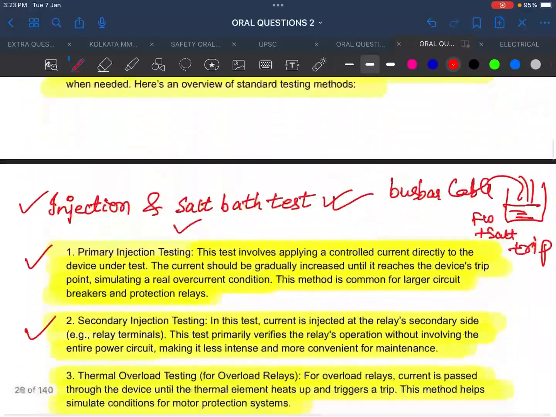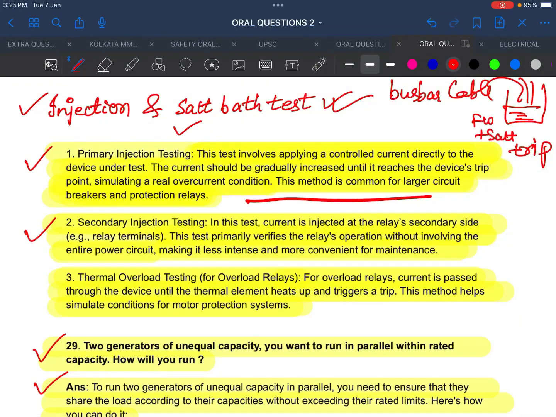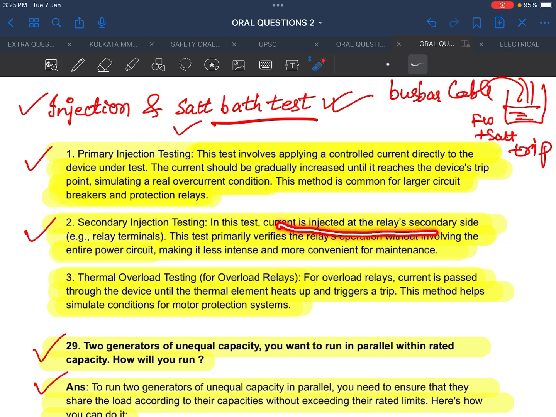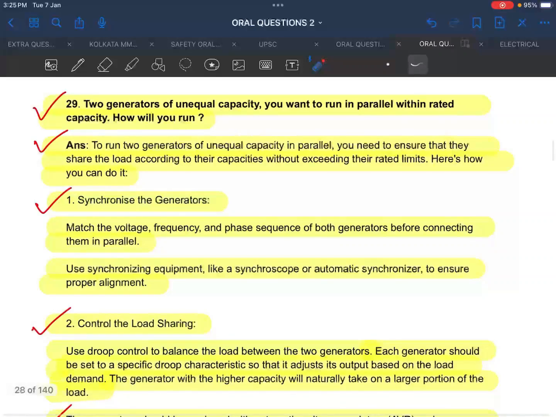So I just explained to you guys. Okay, so this is the primary, but this is not correct. Basically the surveyor will not be happy with this answer. We have to say salt bath test. This is the primary method. Salt bath test I already explained. And secondary injection, the current is injected at the relay secondary side. The test verifies the relay operation without involving the entire power circuit, though it is slower and more inconvenient for maintenance.